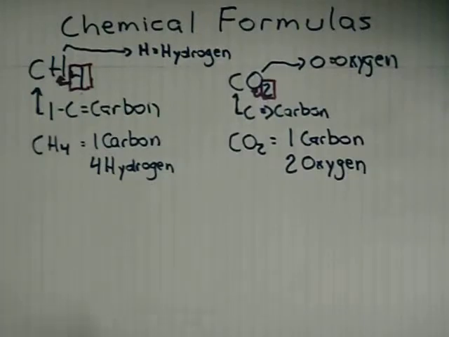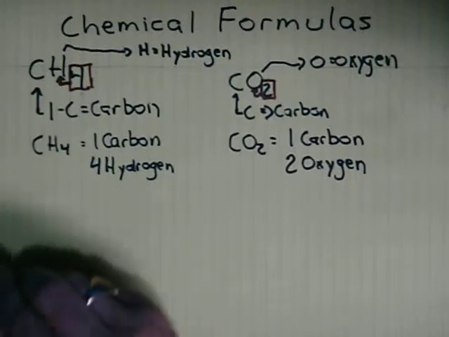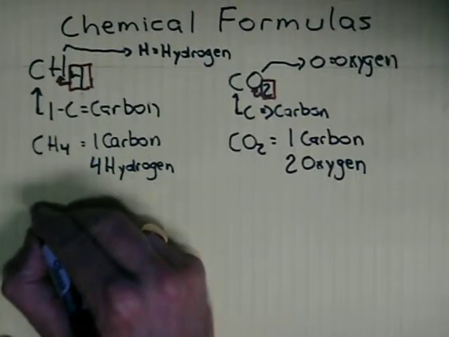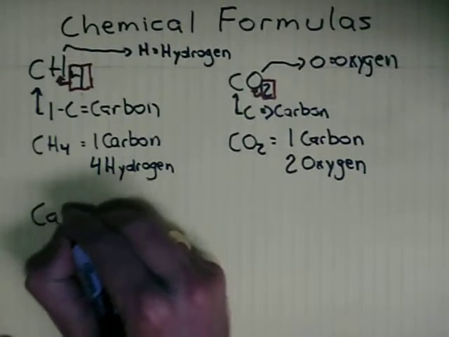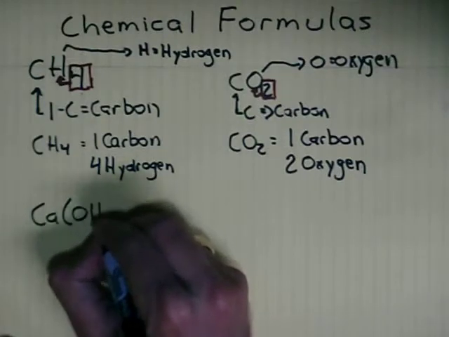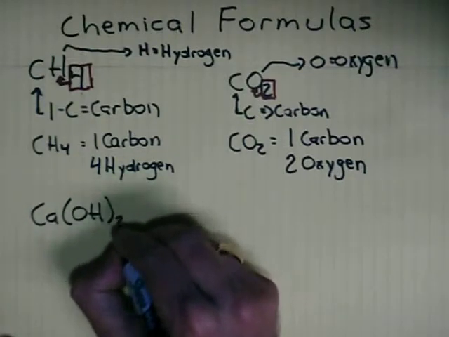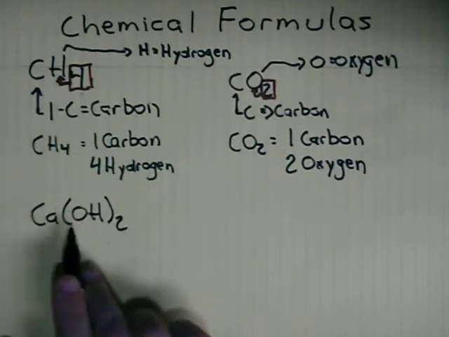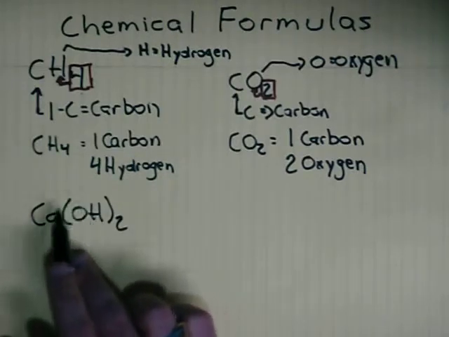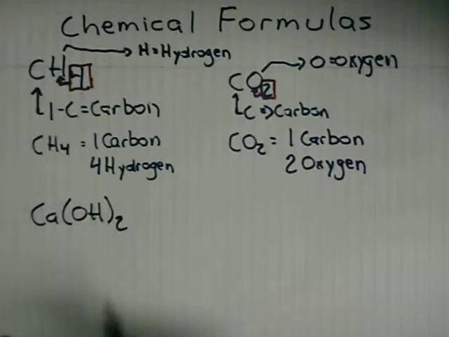The third way, or the second main way that we might see things written, is with parentheses. An example of this would be calcium hydroxide. So calcium hydroxide, we write Ca(OH)2. But we notice that the O and the H are inside of parentheses with the 2 on the outside. So what does that mean?